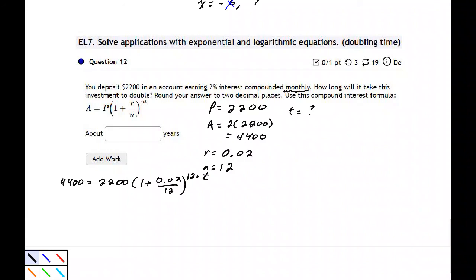Let's do a little bit of work to clean this up. First, we can actually divide both sides by 2200. So dividing 4400 by 2200, that is 2. So 2 equals, and I also would really like to combine that together if I could. Let's see, in the parentheses we have 1 plus 0.02 divided by 12. That is a nasty decimal, but I'm going to make it a fraction. Ooh, that's not so great either. Seems that should be a nicer fraction than that. Let's see.